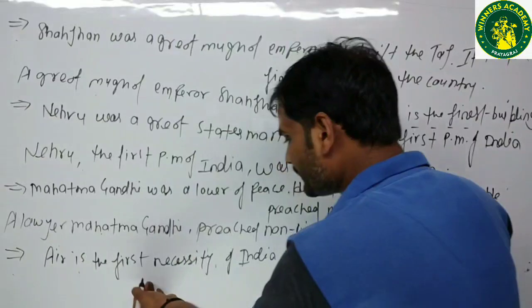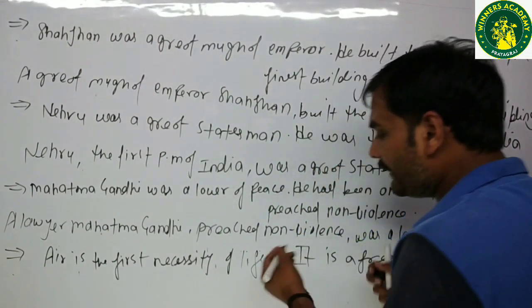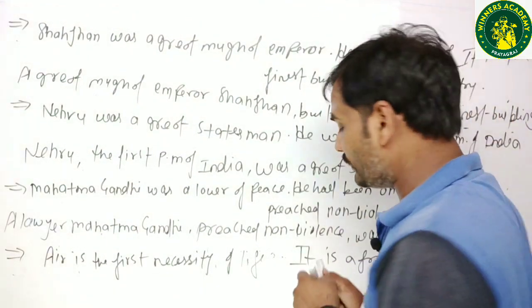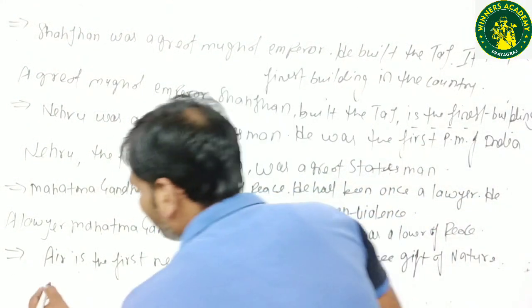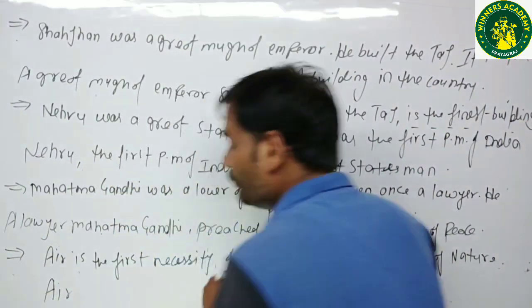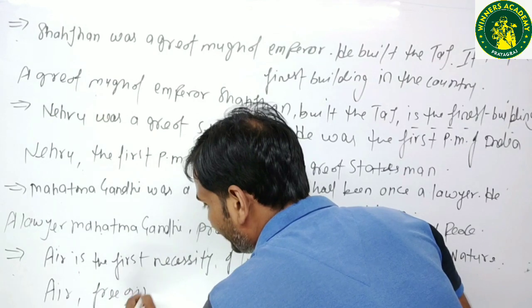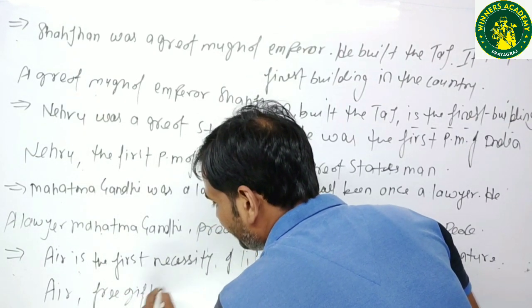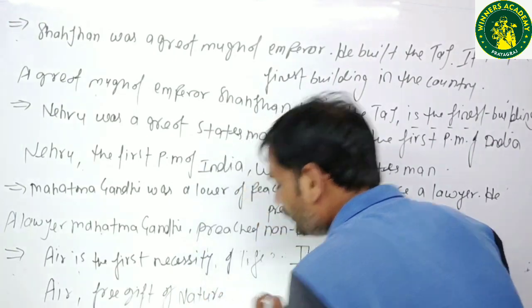Next is air is the first necessity of life, meaning that air is the primary necessity of life. It is a free gift of nature. So first of all, you will write air there. After that, it would be better to write a free gift of nature, meaning that air is a free gift of nature.